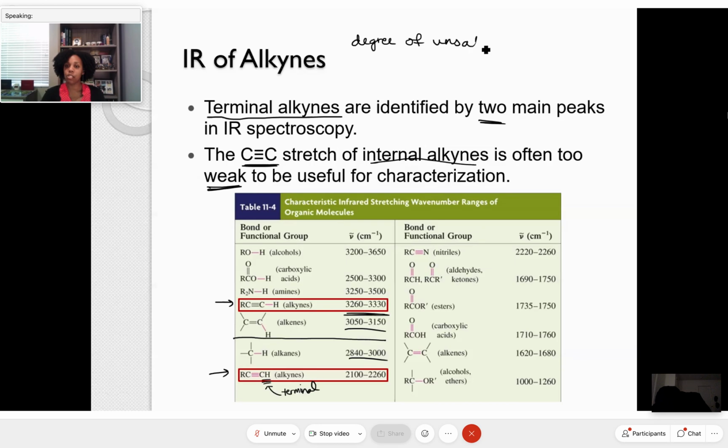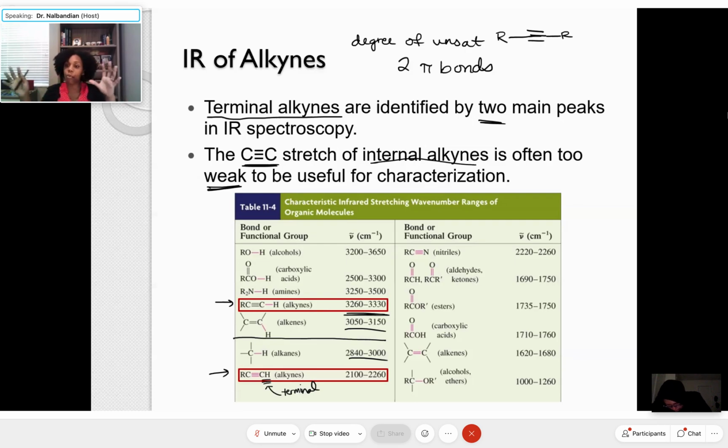What's the degree of unsaturation for an alkyne? Anybody put that in the chat. What's the degree of unsaturation for an alkyne? Exactly, 2. Why is it 2? Because it's 2 pi bonds, right? 2 pi bonds and 1 sigma bond. So if you see an alkyne, just count 2.